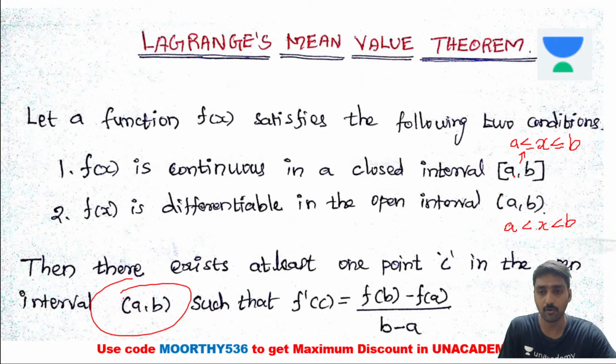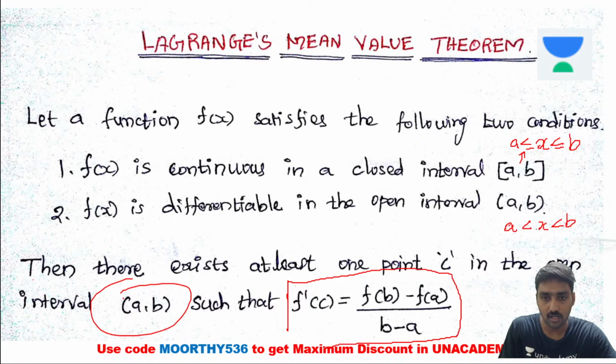It's like an interpolation. And the formula for the Lagrange's mean value theorem: f dash of c. Here, the point c is the point in between the two limits a and b. I am denoting it as c. f dash of c is equal to f of b minus f of a divided by b minus a. So this is the formula for the Lagrange's mean value theorem.